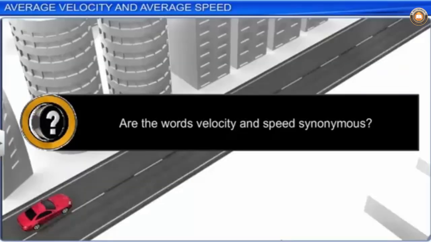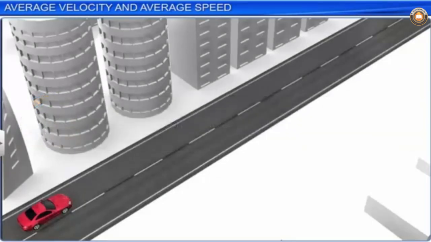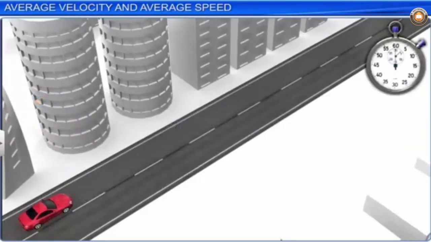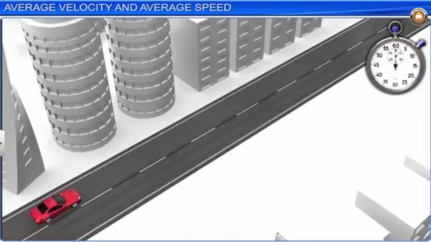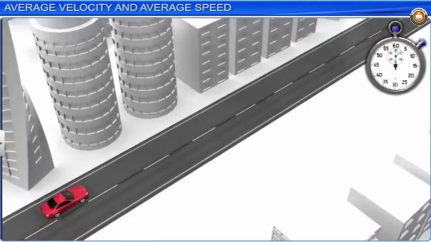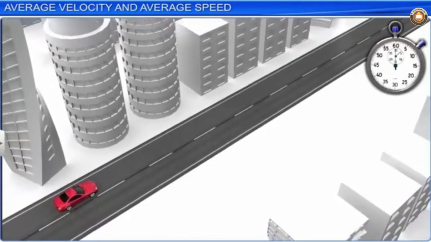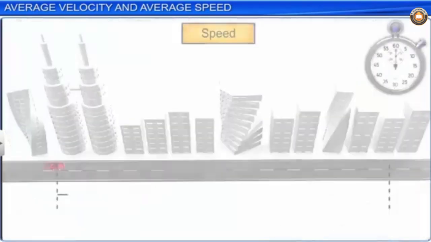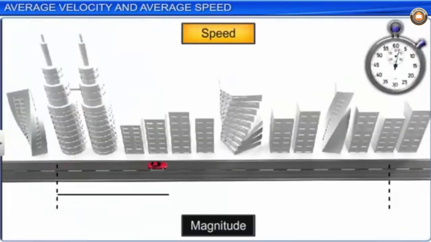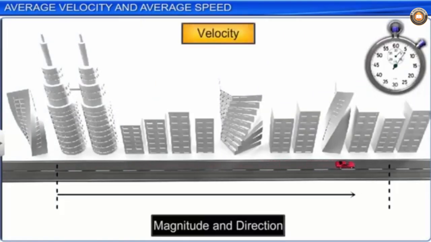Are the words velocity and speed synonymous? Yes, they are in our day-to-day language. However, in science, they are not. Speed is a scalar, whereas velocity is a vector. Speed has only magnitude, whereas velocity has magnitude as well as direction.